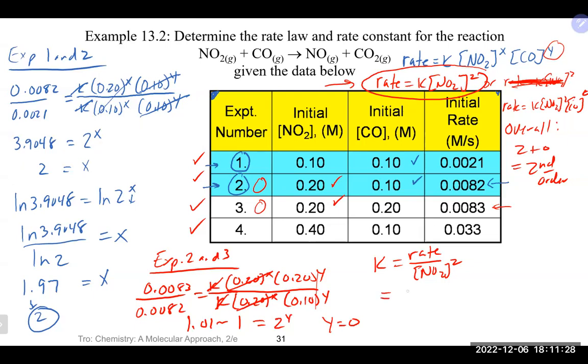So that means our rate is 0.0021 molar per second divided by NO2, which is 0.1 molar squared. And that will get us 0.0021 divided by 0.1 squared. Looks like 0.21. The units here, molarity up on top and molarity squared on the bottom, will cancel and give us basically 1 over molar seconds. Also sometimes written M to the -1, s to the -1, same thing.